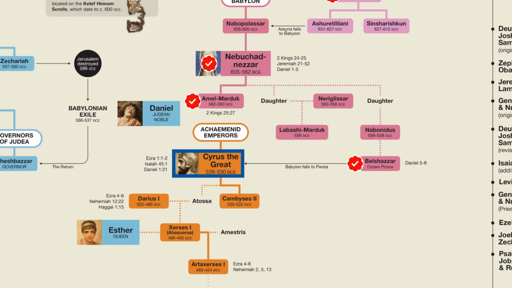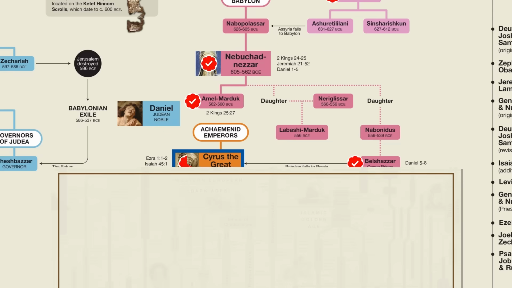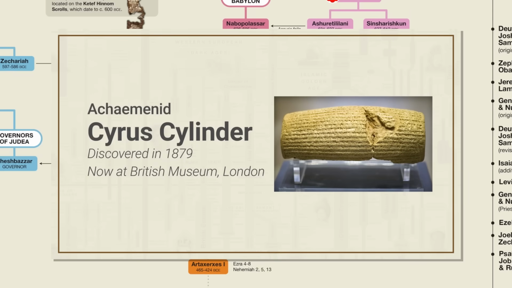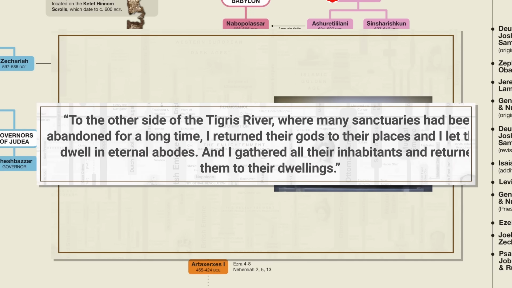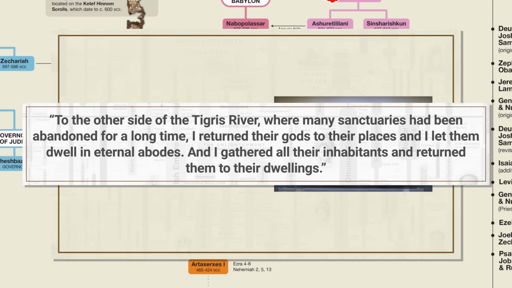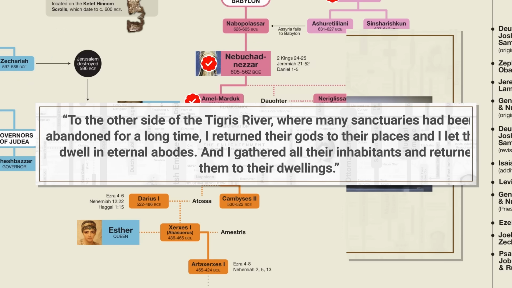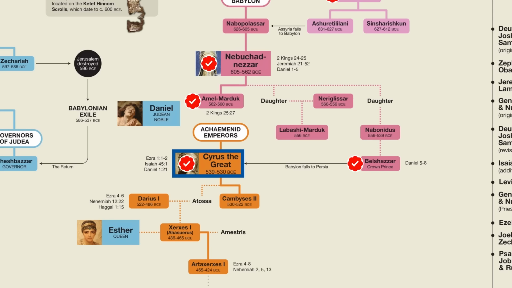In 1879, archaeologists found the Cyrus cylinder, originally located in Babylon, but now housed in the British Museum. It describes Cyrus's decree like this: "To the other side of the Tigris River, where many sanctuaries had been abandoned for a long time, I returned their gods to their places, and I let them dwell in eternal abodes. And I gathered all their inhabitants and returned them to their dwellings." So this is a very good example of how the Bible is definitely not all fiction.